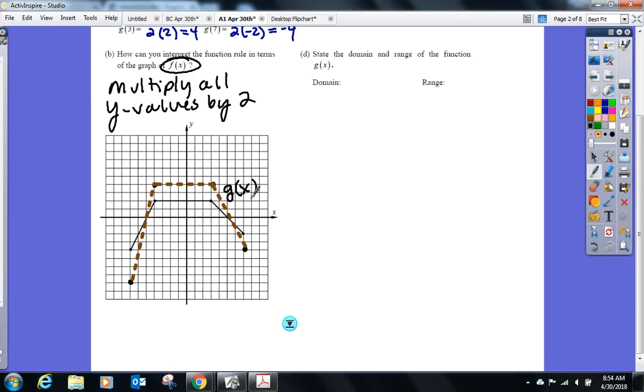If you're feeling brave, go ahead and find the new domain and range for this new g of x function. What's the new x value domain, and what's the new y value range? Because it's going to change now, one of them at least. Domain from what x value to what x value, range from what y value to what y value.